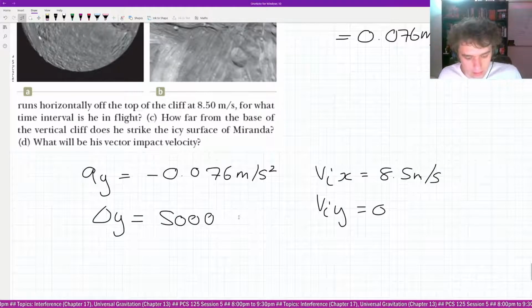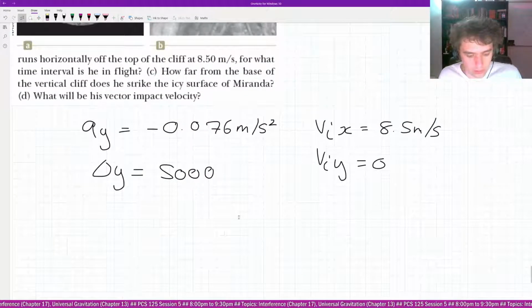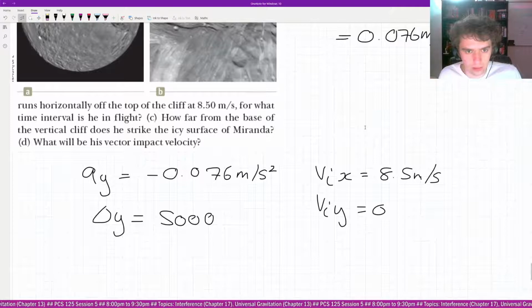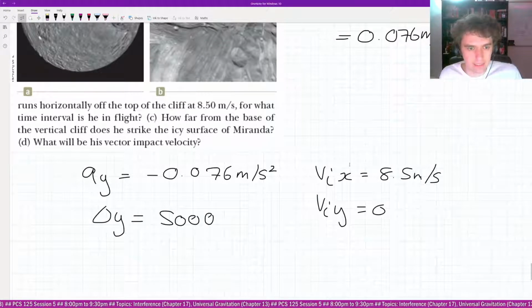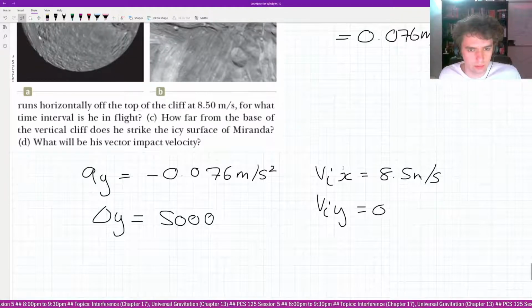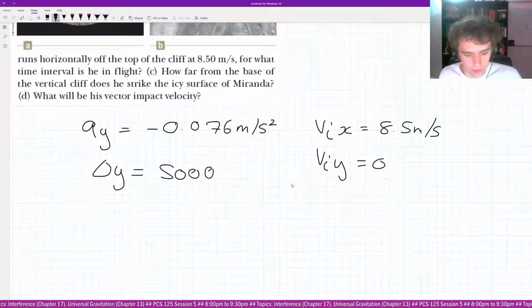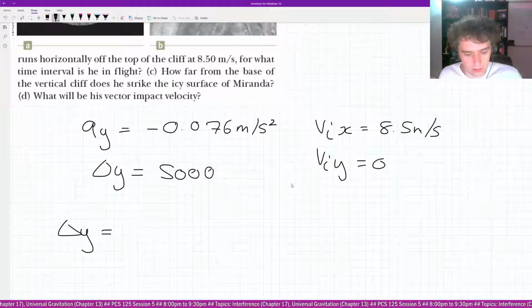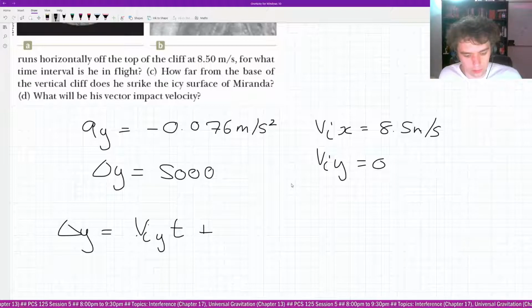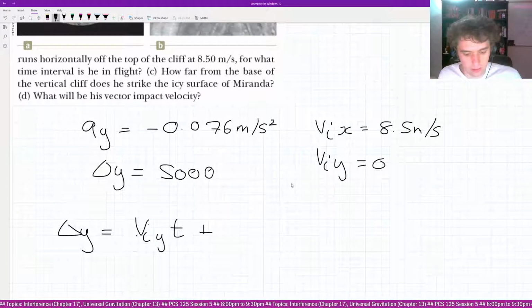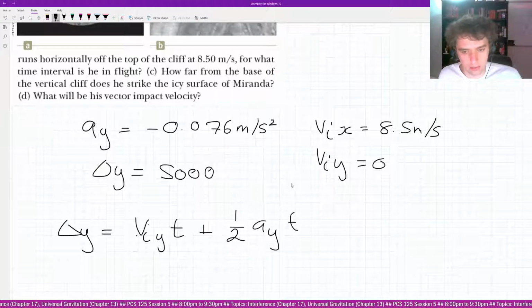So delta t is, I can use, I don't need the x. Oh, wait, hold on. Oh, yeah, the x doesn't affect how long we're in flight for. So I can just use this one. Delta y equals v_iy t. No, that's probably a harder one to use. I don't know the v_f. I think I have to use this: v_iy t plus 1/2 a_y t squared.